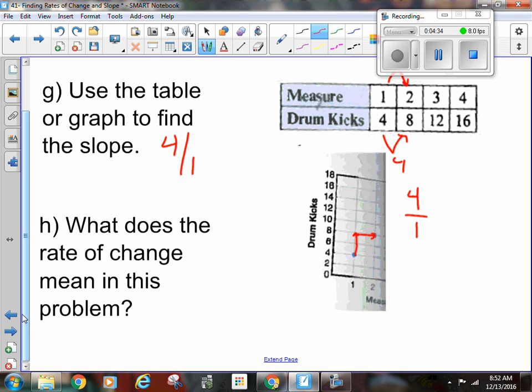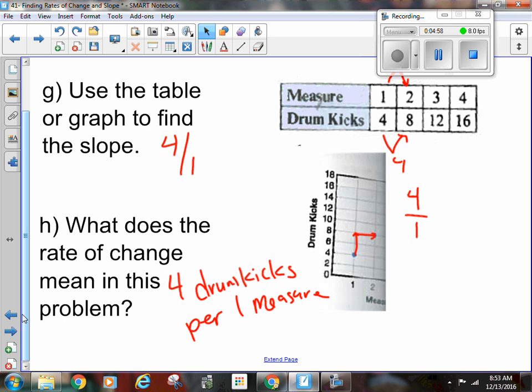And the last question: what does the rate of change mean in this problem? Our x is measures and our y is drum kicks. So we're seeing 4 drum kicks per 1 measure. All right, there you have it, ladies and gentlemen.